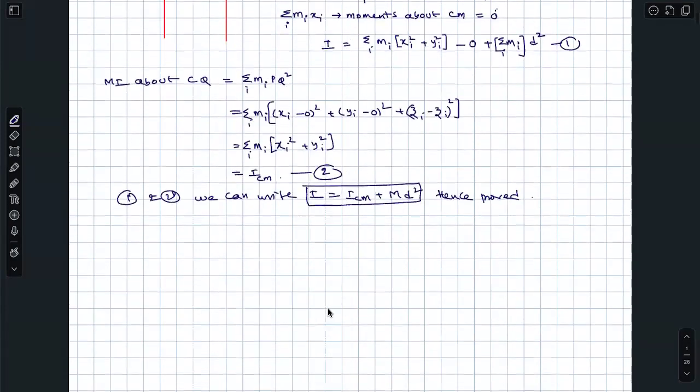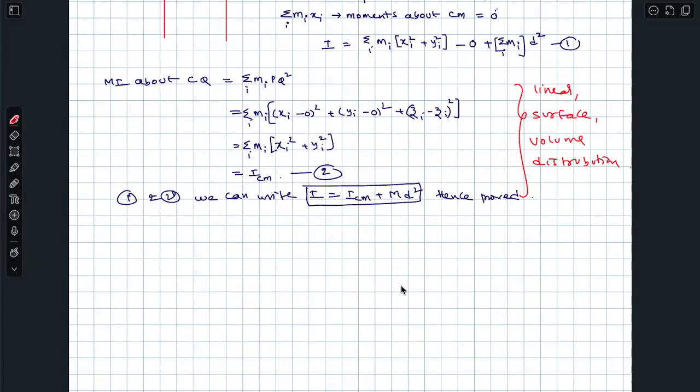Remember, we can apply this theorem for linear distribution, surface distribution, volume distribution. For a rod, you can apply. For a disc or ring, you can apply. For volume objects, cone, sphere, cylinder, cube, rectangular box, tell me whatever you want, you can apply parallel axis theorem only.